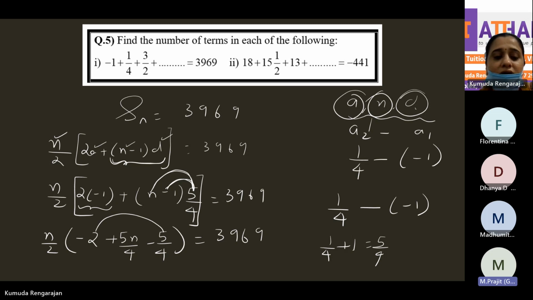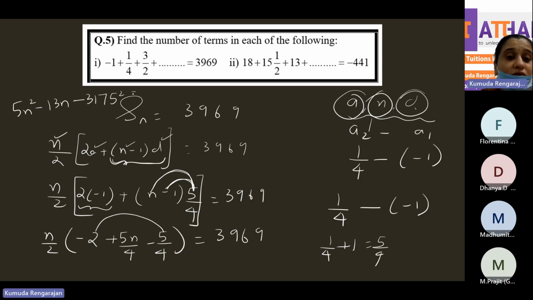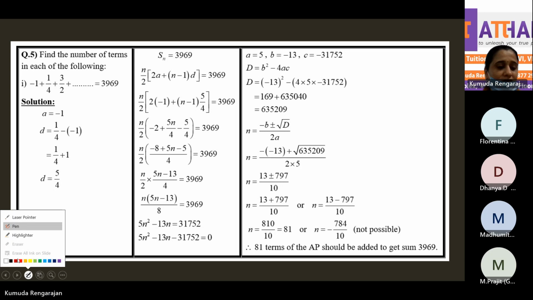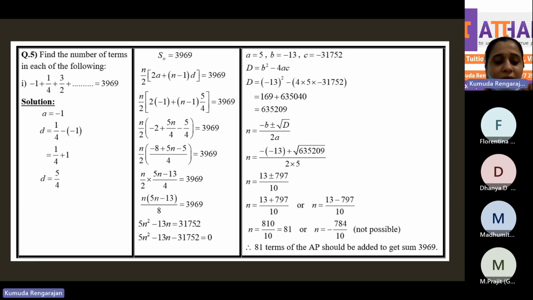5n square minus 13n minus 31752 is equal to 0. All right, let me check if I have the same thing. Thank you, Prajit. You're acknowledging my answer, so I'm right.